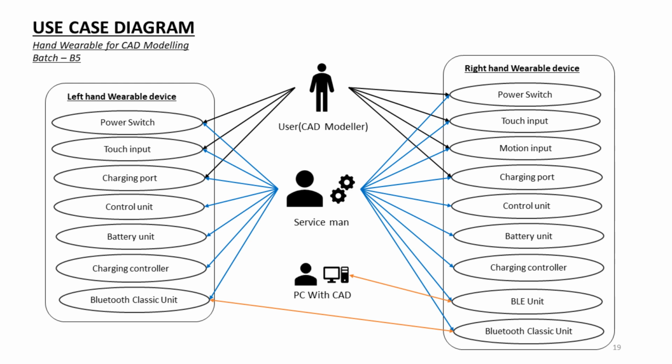Coming on to the use case diagram, the main users are the CAD modeler or the device user itself, the serviceman, the PC with the CAD software installed. Here the CAD modeler and the serviceman are the users of both right and left hand wearable device. The PC with the CAD software is the user of the right or master wearable device only.